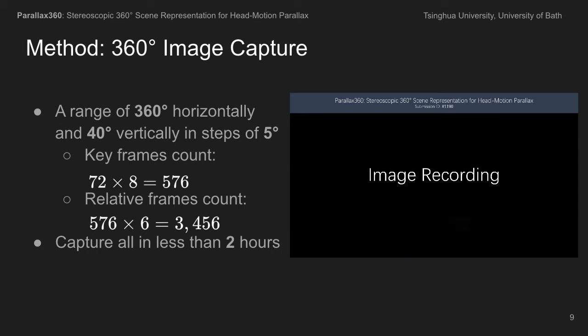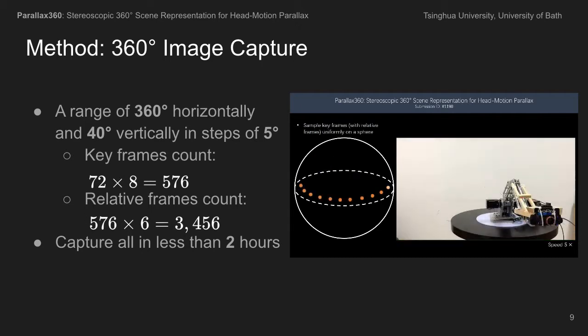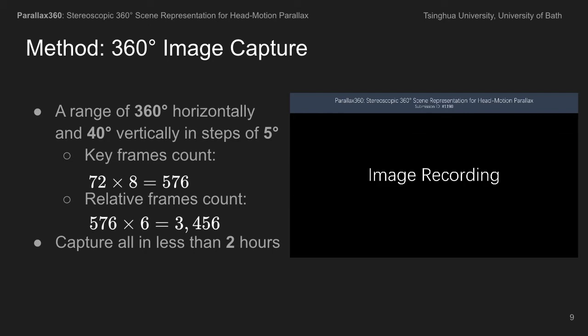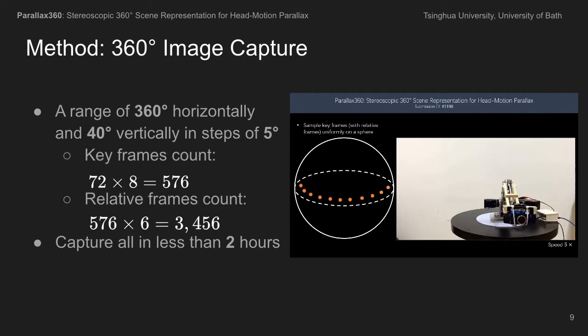To capture the keyframes and the corresponding relative frames for a real scene, we developed a capture device. It is a robotic arm with 3 degrees of freedom to control the position and orientation of a camera. We capture a range of 360 degrees horizontally and 40 degrees vertically in steps of 5 degrees. Our device captures the corresponding 576 keyframes and 3456 relative frames in less than 2 hours. This time can be reduced by using faster stepper motors.